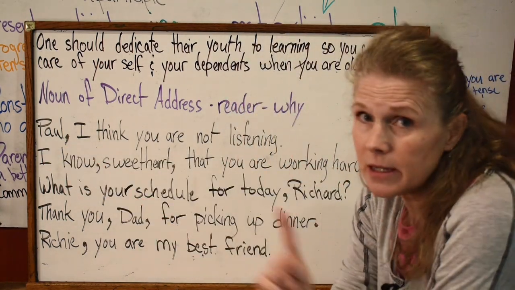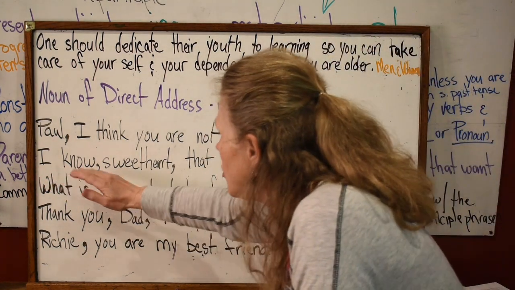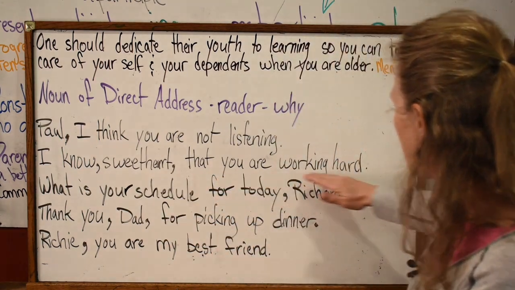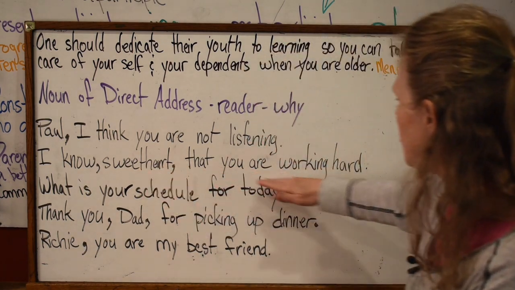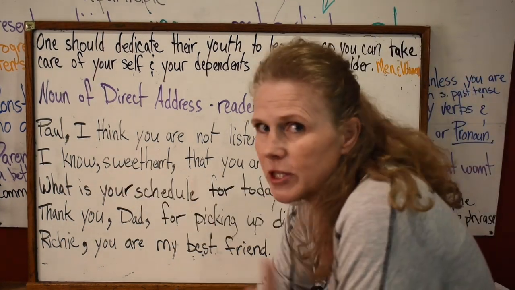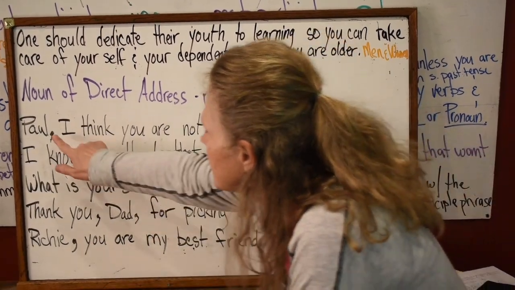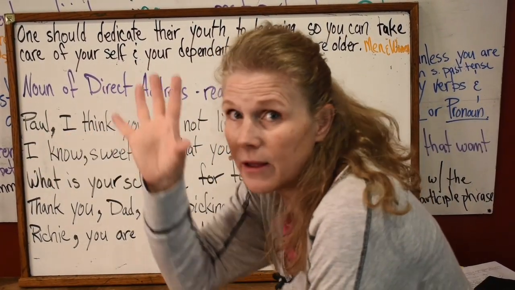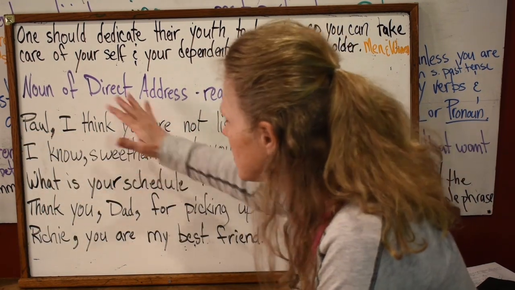Now, that's at the beginning of a sentence. Now look what happens if you're in the middle of a sentence, Polly. I know, sweetheart, that you are working hard. So you could switch it. I know, Paul, that you are working hard. I know, Daniel, that you are working hard. But if it's in the middle of a sentence, this is where your commas go. If it's at the beginning, you say the noun with the direct address. See how we're addressing Paul. See how we're addressing sweetheart.